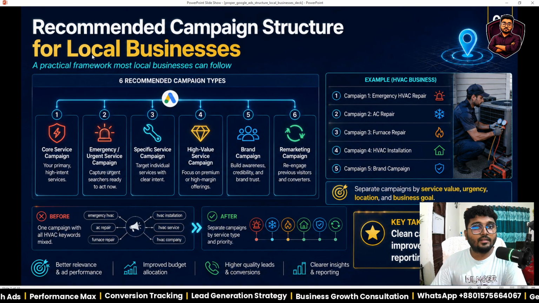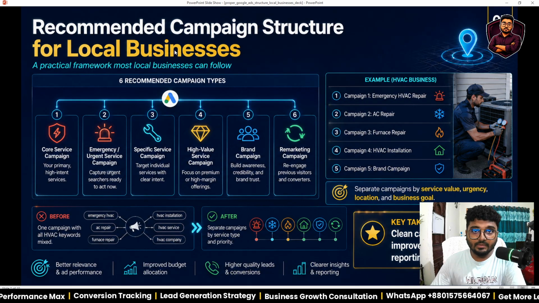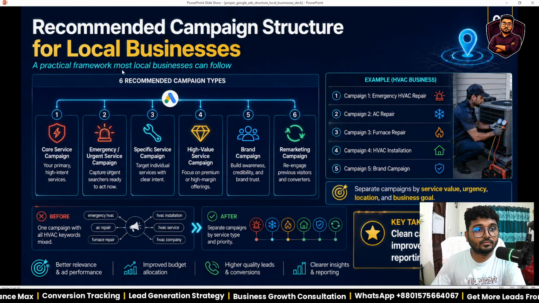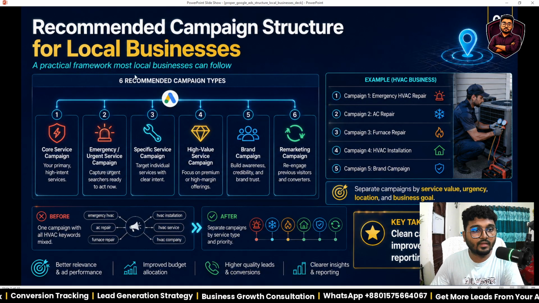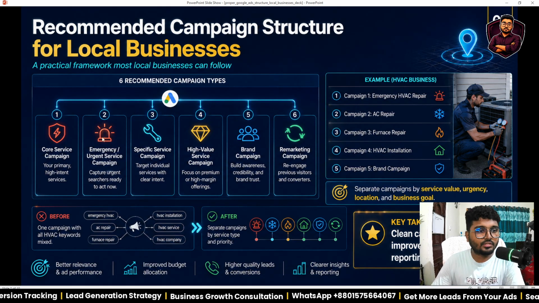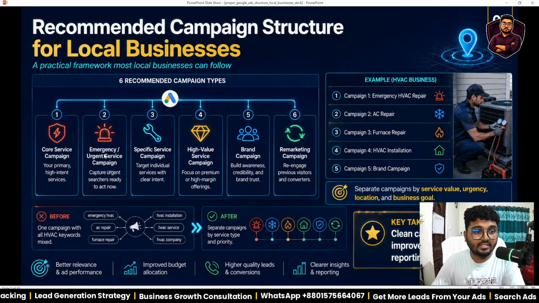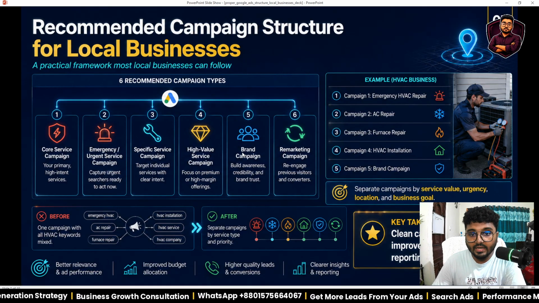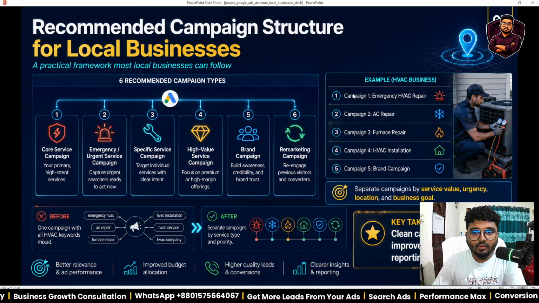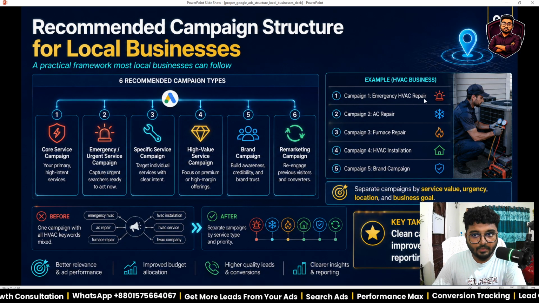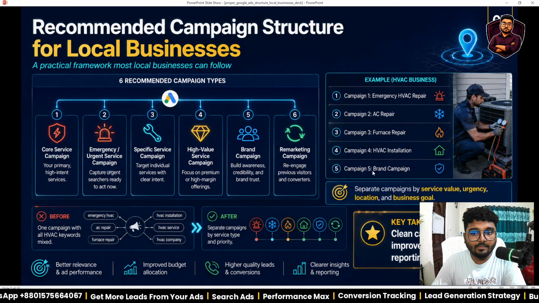So, recommended campaign structure for local businesses, a practical framework most local businesses can follow. 6 recommended campaign types, which are core service campaign, emergency urgent campaign, specific service campaign, high value service campaign, brand campaign, remarketing campaign. And there is an example: campaign 1, emergency HVAC repair, campaign 2, AC repair, campaign 3, furnace repair, campaign 4, HVAC installation, campaign 5, brand campaign.